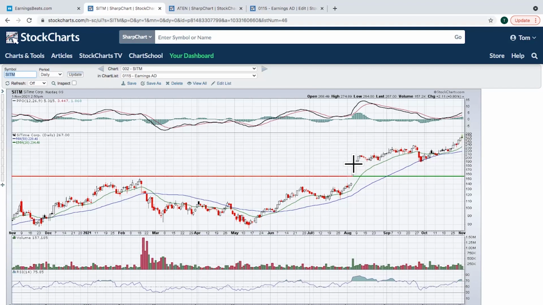Even after all that push to the upside with earnings, it's gone up another 50% since then, just in 3 months. That's why it's important to be at least aware of this.